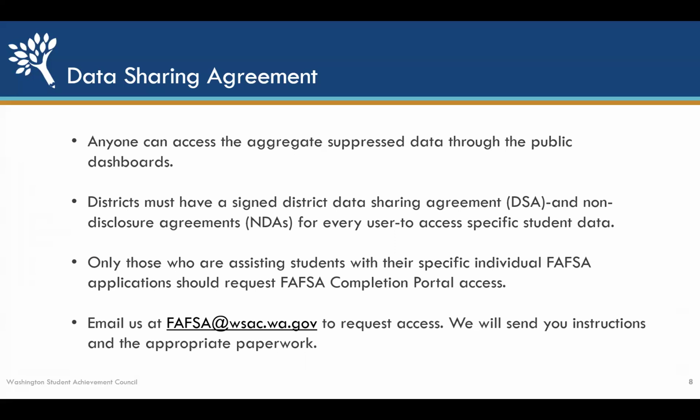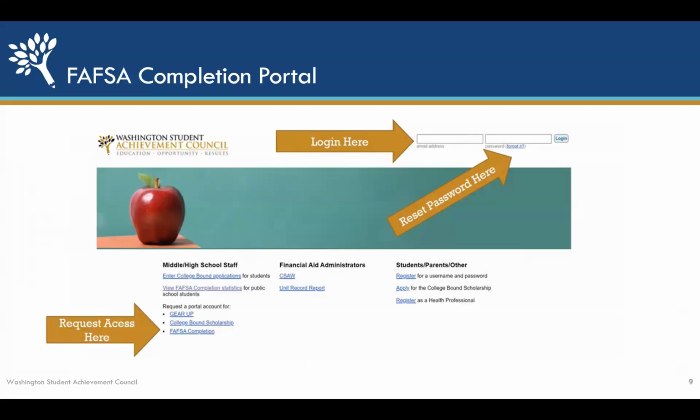If you already have another account, such as with the College Bound portal, you will already have an account username. Signing the NDA will get your permissions added for FAFSA completion portal. If you do not have another account with the WSAC secure portal, you will receive an activation link once your NDA has been submitted and reviewed.